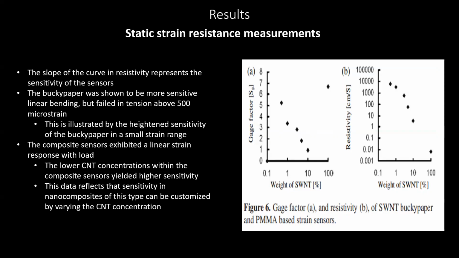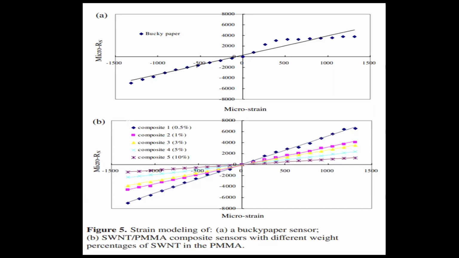These were the resistance measurements from the static strain portion of the experiments. While Bucky paper was more sensitive, it could not withstand the microstrain above 500 before fracturing, as it was very brittle. The CNT composite showed decent sensitivity, but most importantly, it exhibited a linear strain response with load, making it more reliable. These are the strain responses from the sensors.